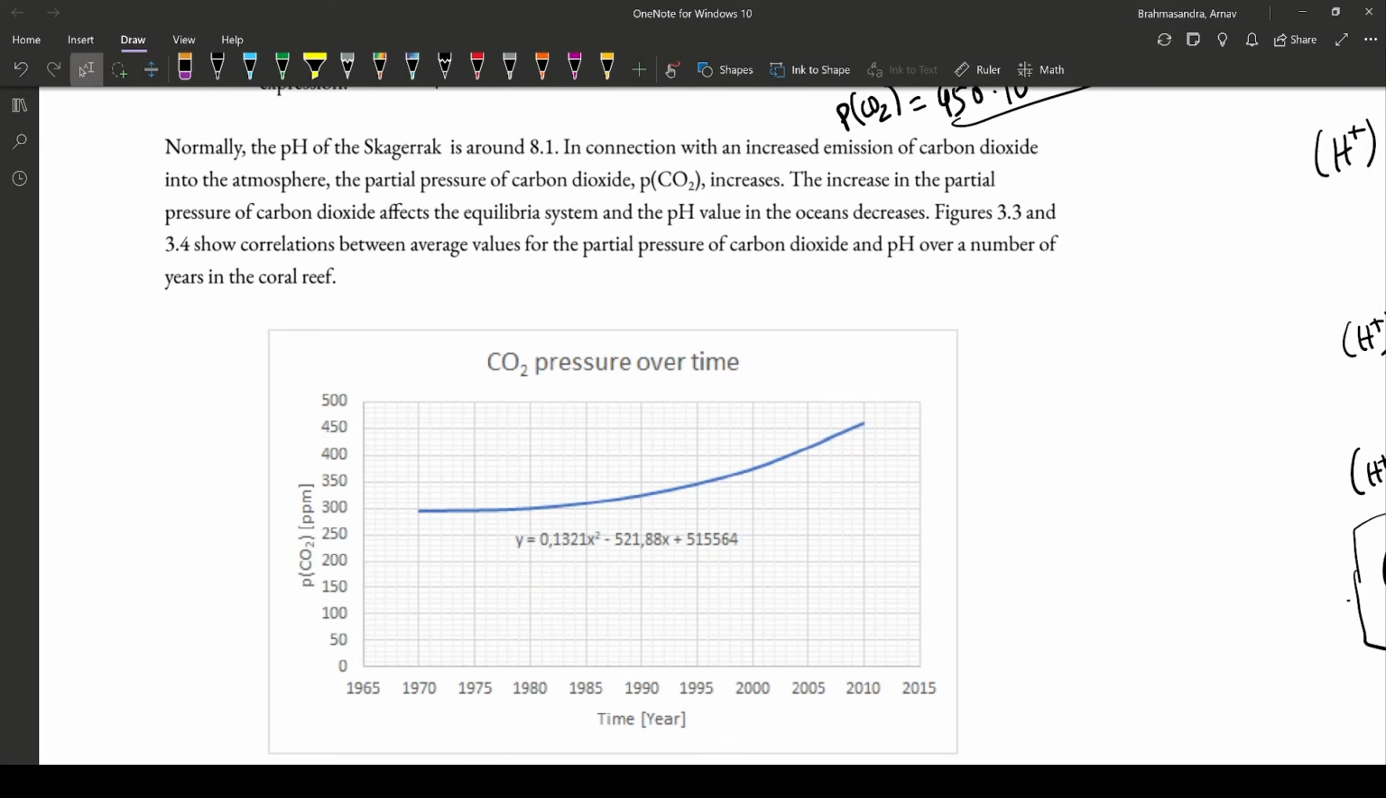So let's read this. Normally the pH of the ocean is around 8.1. In connection with an increased emission of carbon dioxide, right? So basically we have more carbon dioxide emissions in the atmosphere. That's going to increase the pressure of CO2. This increase in the partial pressure affects the equilibria system.